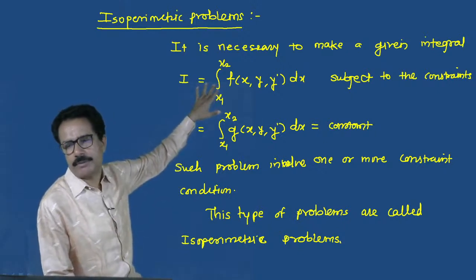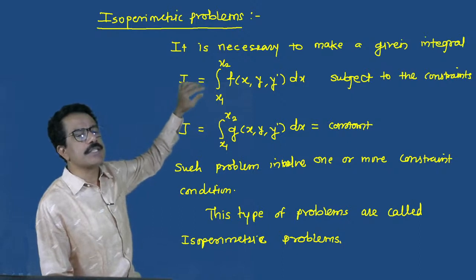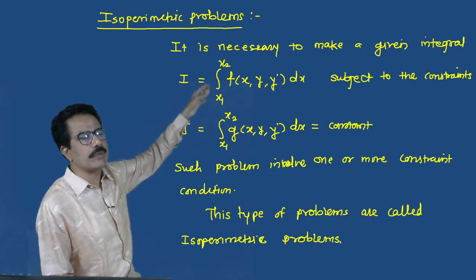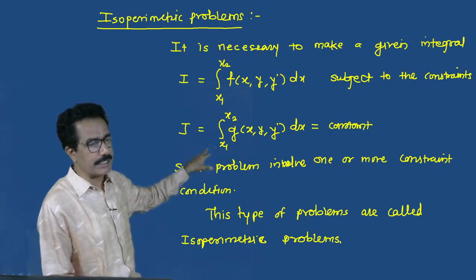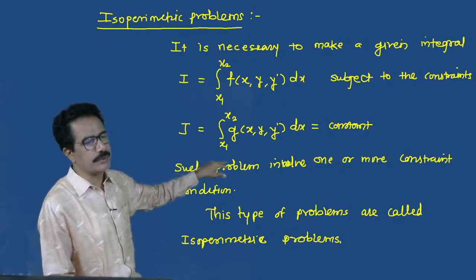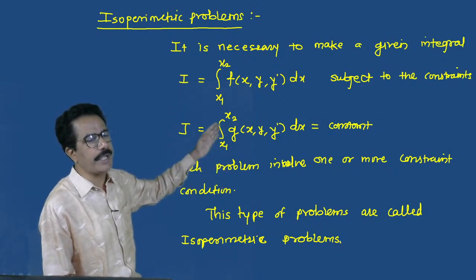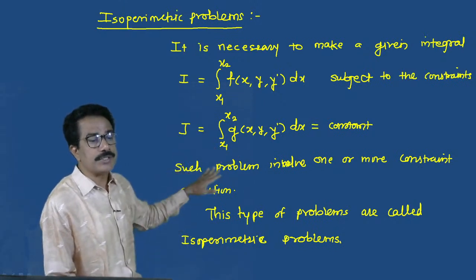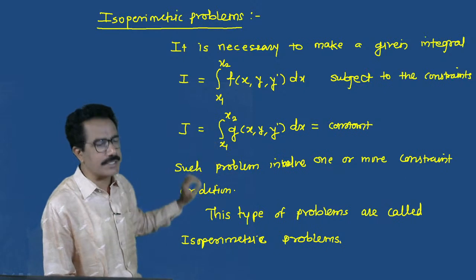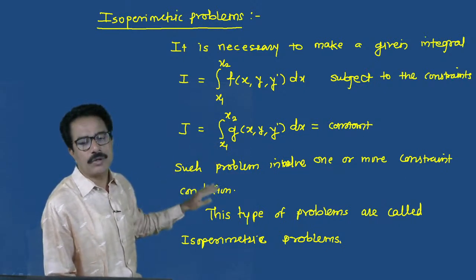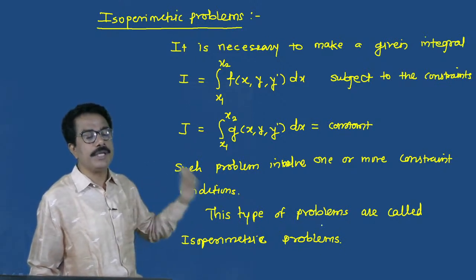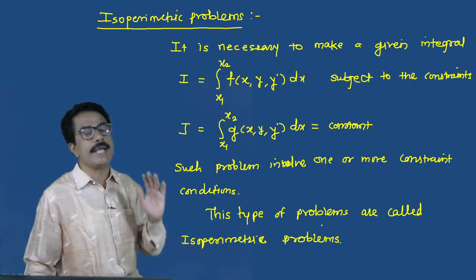See, this is the definition of the isoperimetric problem. It is necessary to make a given integral I equal to integral from x1 to x2 of f of x comma y dash dx, subject to the constraint, that is a constant condition we have given, J equal to integral from x1 to x2 of g of x comma y dash dx, which is equal to a constant. Such problems involve one or more constant conditions, and this type of problems are called isoperimetric problems.